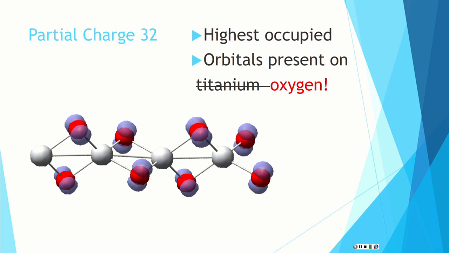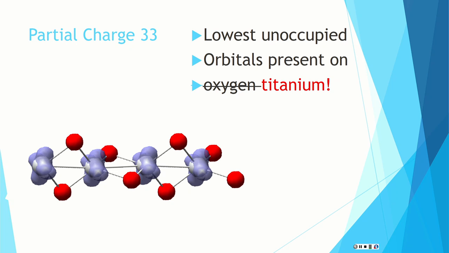And here we have a monument to my failure, because I just transposed something, but yes, it's supposed to be oxygen here. This is the HOMO orbital levels, so clumped around the oxygen. However, if we go to the lowest unoccupied, the orbitals are now clumped around the titanium.